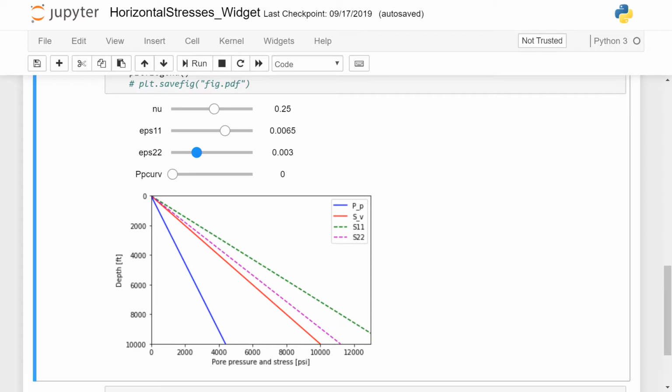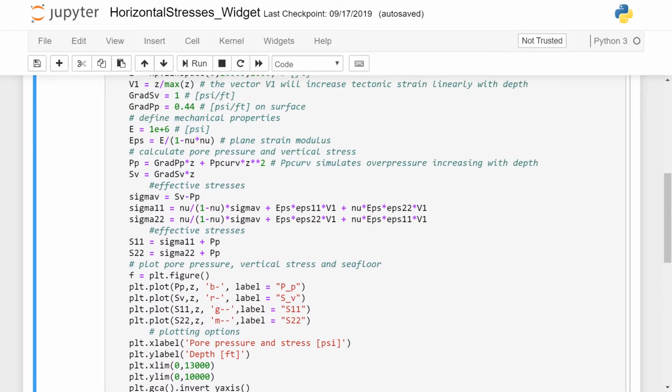Remember that these equations, and that's very important and something that I'm going to write in detail right now, always give you effective stresses. So the first thing that you have to do is calculate pore pressure. And the last thing that you have to do is add pore pressure in order to get total stress. Oh, this is wrong. This should be total.